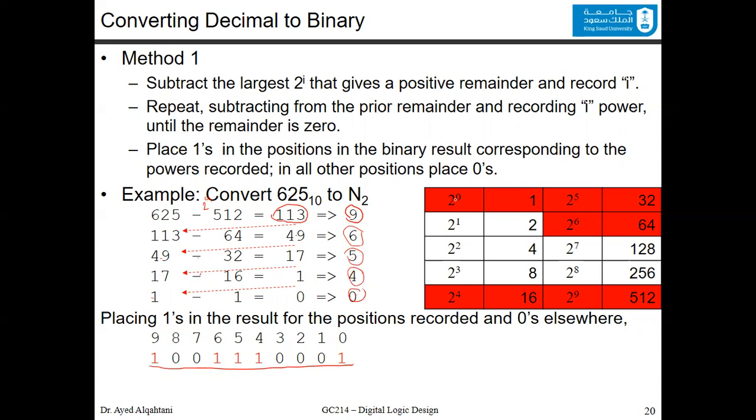Now you can see 2 to the power of 0, 1, 2, 3, and 4. This is 1, 2, 4, 8, 16. 2 to the power of 5 up to 2 to the power of 9. This is 32, 64, 128, 256, and 512. You have to memorize those. Also, you can record them this way.